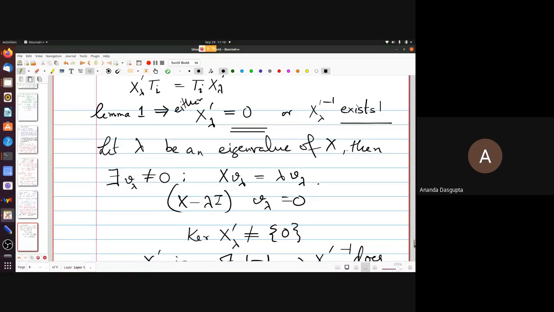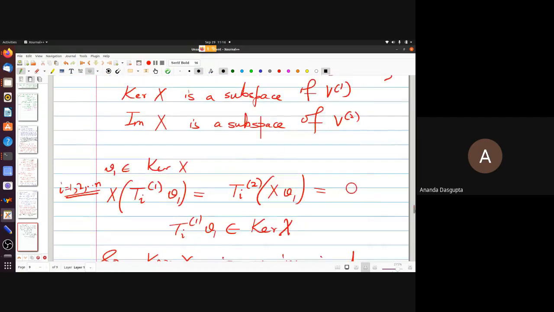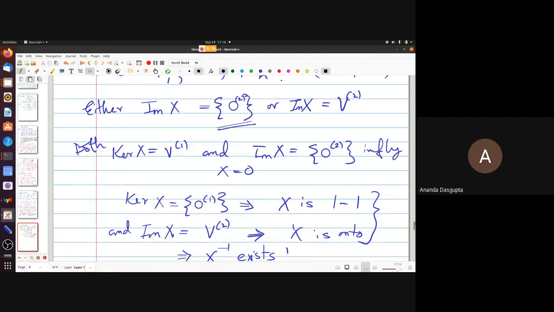But let me summarize what we have done here. We have essentially ensured these two lemmas. Lemma 1 says that an operator which intertwines between two irreducible sets of operators on two vector spaces, not necessarily two distinct vector spaces, has to be either 0 or invertible. And lemma 2 focuses on what happens when the two vector spaces are the same vector space, and you're talking of only one irreducible set of operators. Then x has to be a multiple of the identity.